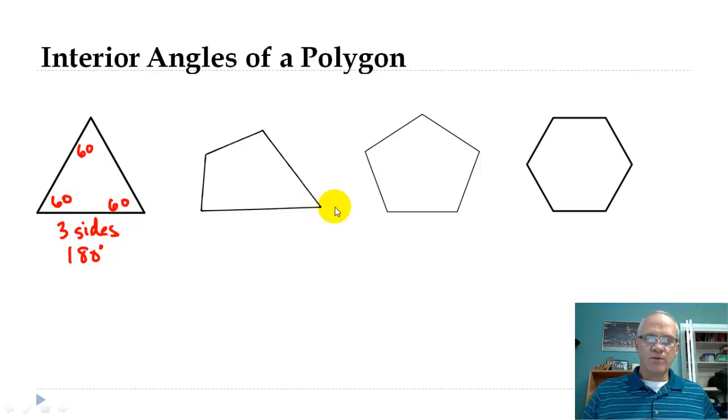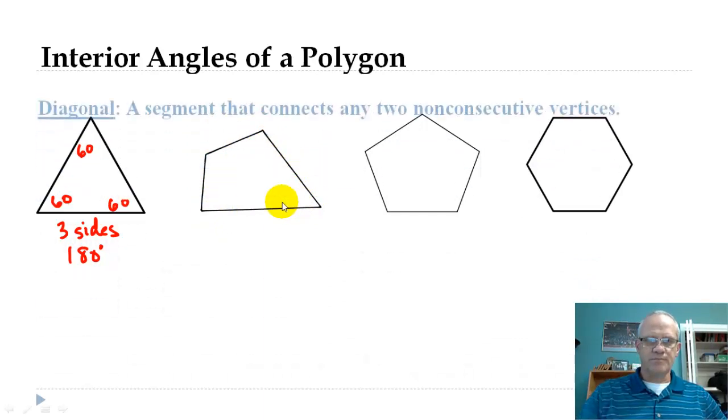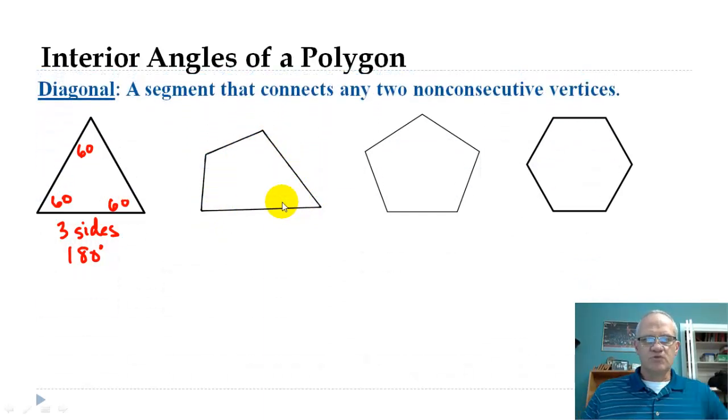All right. What about some of these other ones though? How in the world could we find out how many degrees are here? Like here, there's 1, 2, 3, 4 angles inside this. What would they add up to be? Okay, here's what we're going to do. We're going to draw what's called a diagonal. All right, so a diagonal is a segment that connects any 2 non-consecutive vertices.